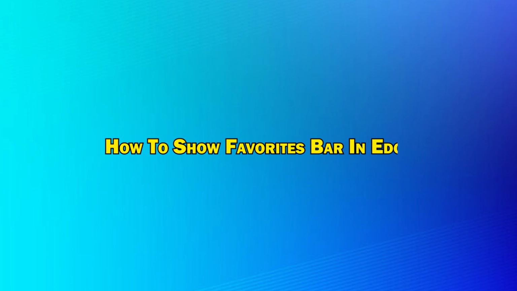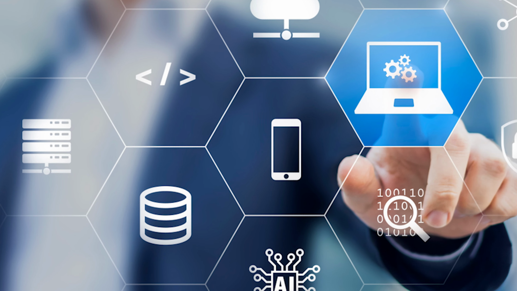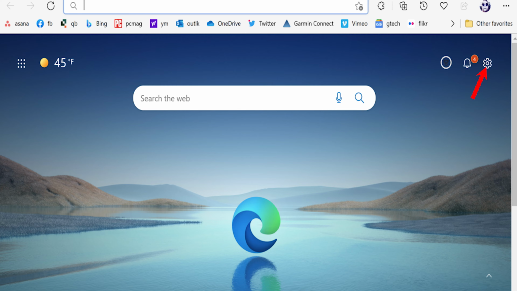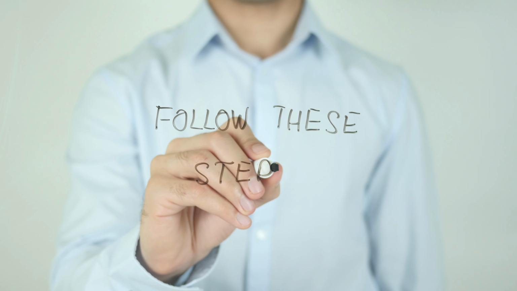In case you cannot find the favorites icon on your Edge browser's main page, then the favorites icon may be disabled on your PC browser. If that's the case, then you can enable it from your browser settings by following the below steps.